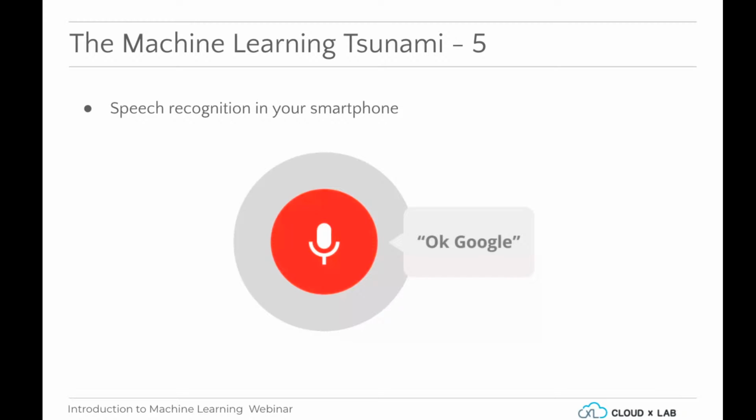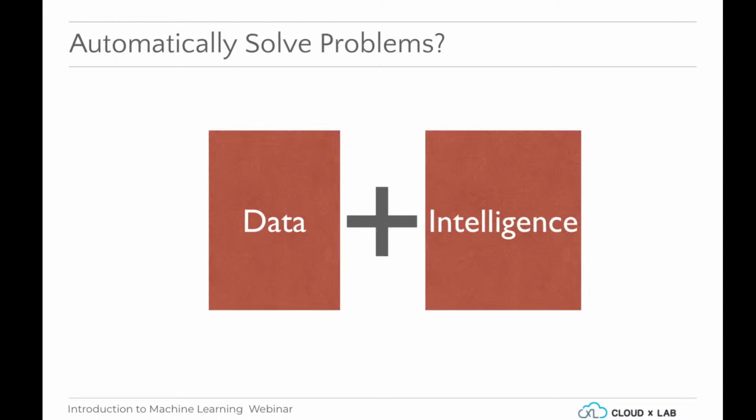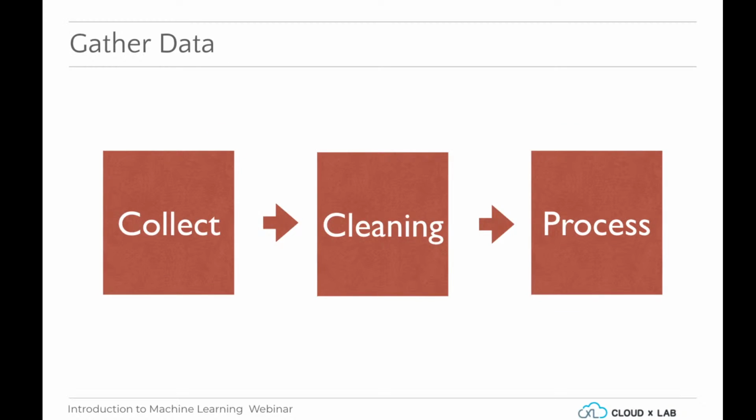The speech recognition systems on your smartphone or on smart devices like Alexa, Siri, and Google Home also leverage machine learning. So machine learning is everywhere. What machine learning is trying to do is get data, put intelligence on top of it, help make your lives better, and solve problems for you. So what does it do? It basically gathers and collects a lot of data, then there's a process of cleaning the data and then processing it.